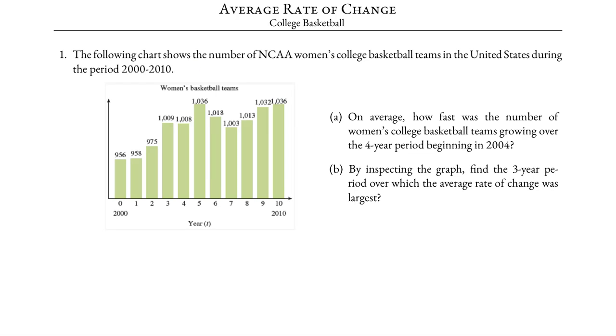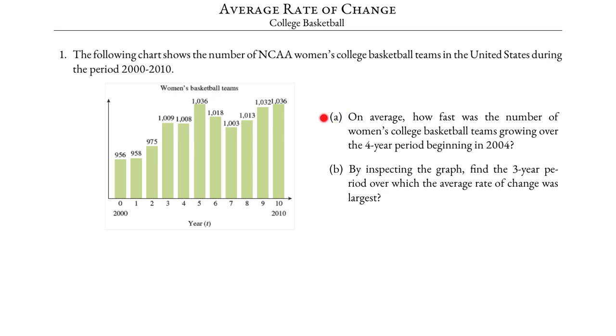The following chart shows the number of NCAA women's college basketball teams in the United States during the period 2000 to 2010. On average, how fast was the number of women's college basketball teams growing over the 4-year period beginning in 2004? By inspecting the graph, find the 3-year period over which the average rate of change was the largest.